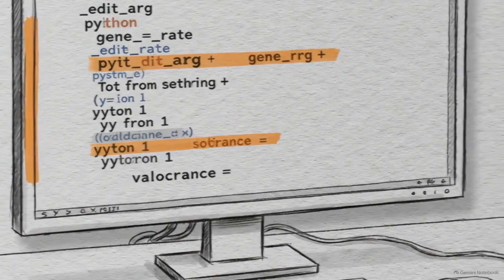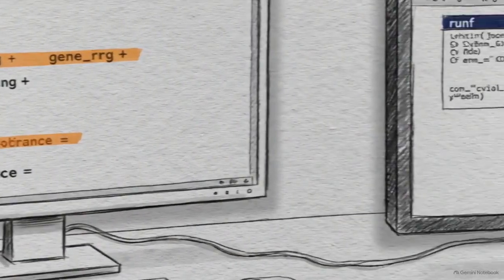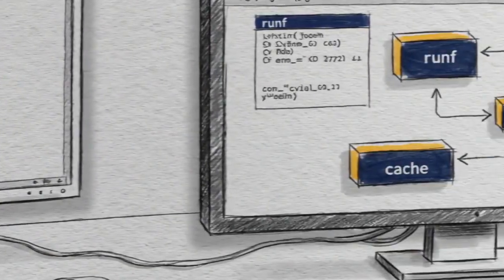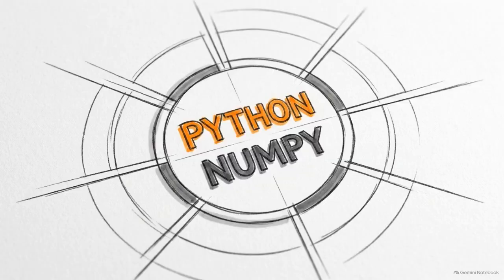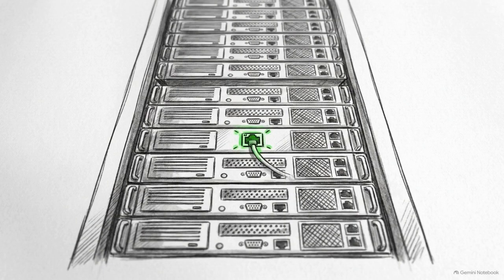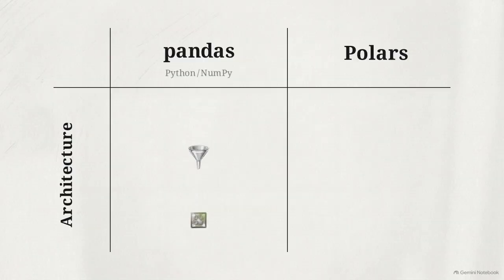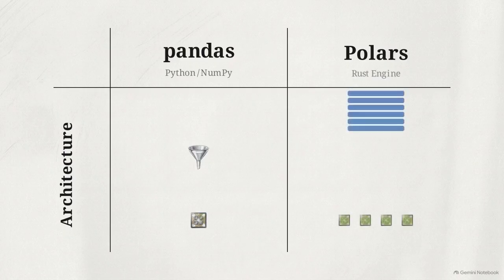To make that decision, we need to look under the hood at the first major difference, the underlying programming languages driving these libraries. Pandas is built primarily around Python and NumPy. By default, it processes your data using only a single processor core at a time, no matter how powerful your computer actually is. In our comparison matrix, look at the architecture row. Under Pandas, your data queues up, squeezing slowly through a single processing bottleneck.